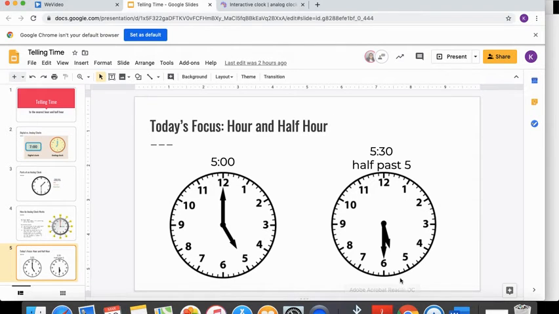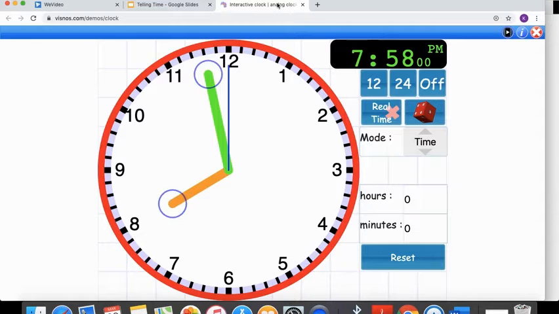And we are also going to be talking about half past an hour. So here, if you look at the hour hand, it's a little bit after the 5, but it's not past 6 yet. So the hour is still 5 o'clock. But if I count up by fives, the minute hand is on the 6. So it would be 5:30. If I write 5:6, it would not make sense. 5:30.